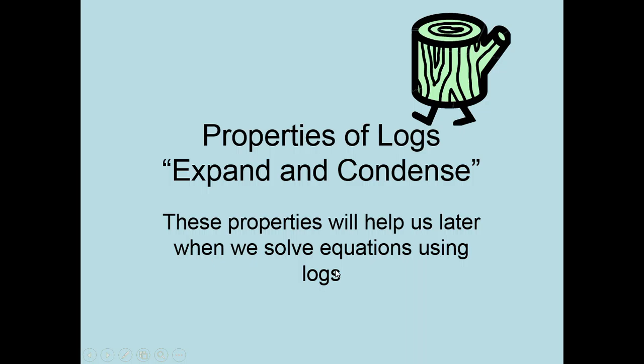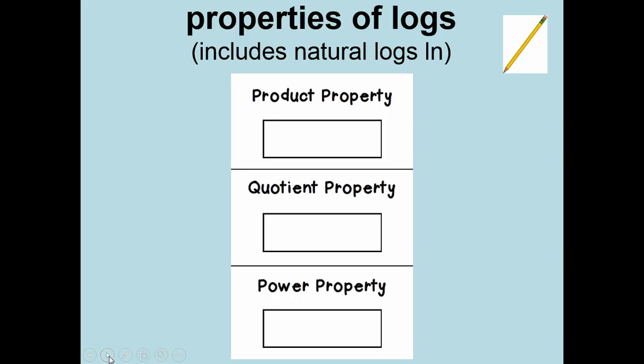You do need another foldable for expanding and condensing, where we're going to write those properties and do a few examples. So this is what the outside of that property foldable looks like. And these are properties of logs, and they also work with natural logs as well, because natural logs are just a special type of log. So we have both natural logs and typical regular logs, okay? And all of these follow the same properties. So we're talking about product property, quotient property, and the power property today.